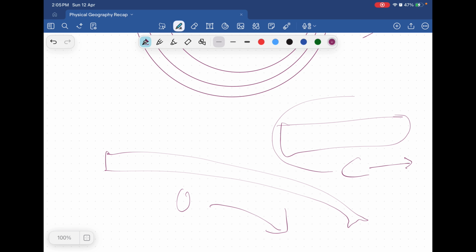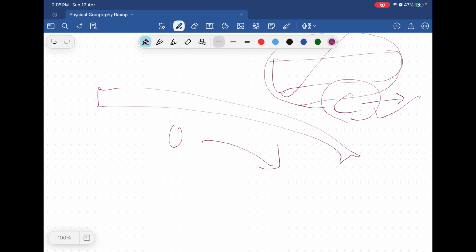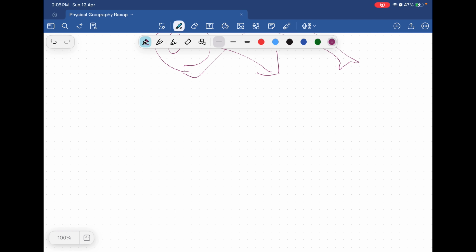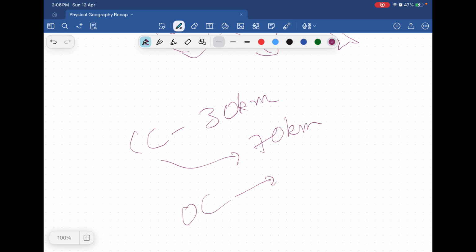So from this we know that continental plates are lighter and oceanic plates are denser. The average thickness of continental crust is 30 kilometers, and under the Himalayas it is 70 kilometers. Similarly, the oceanic crust average thickness is 5 kilometers.